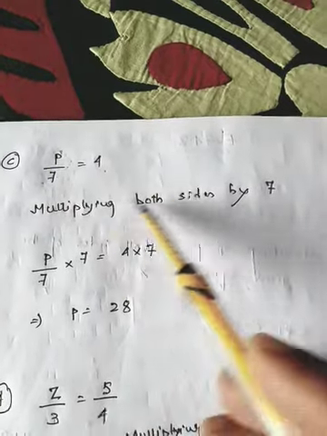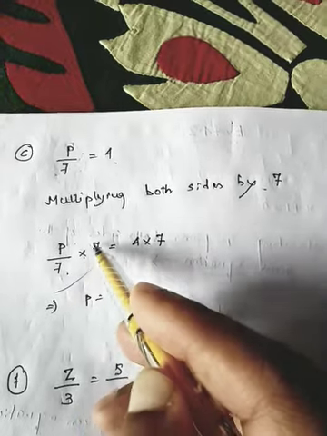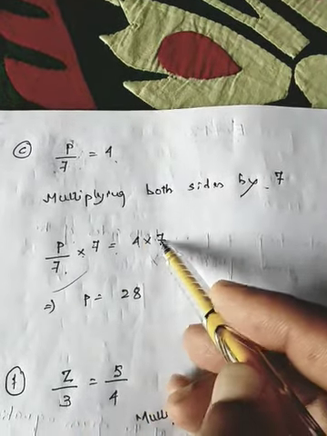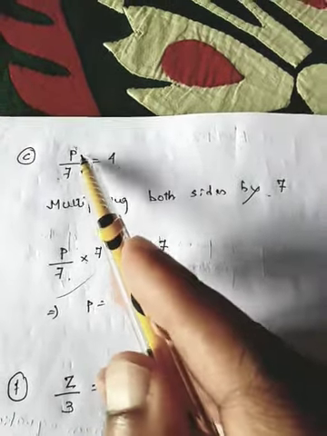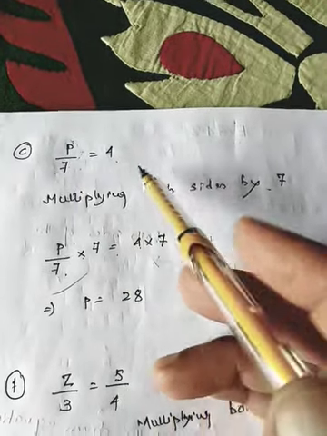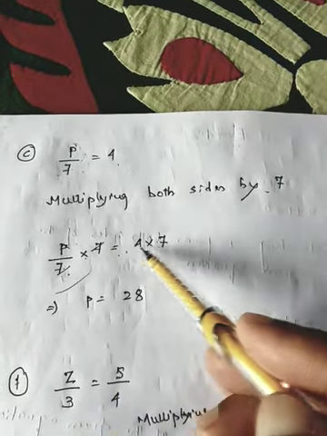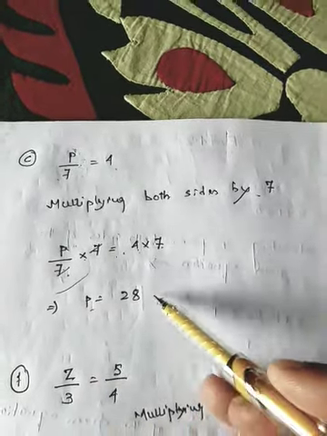Fine. So multiplying both sides by 7. If I do it, then it will look like P upon 7 into 7 equals 4 into 7. Remember, I said whatever you do on the left hand side, the same thing you have to do on the right hand side also. So P upon 7 into 7, this 7 will be reduced, equals 4 into 7. So P equals 28.